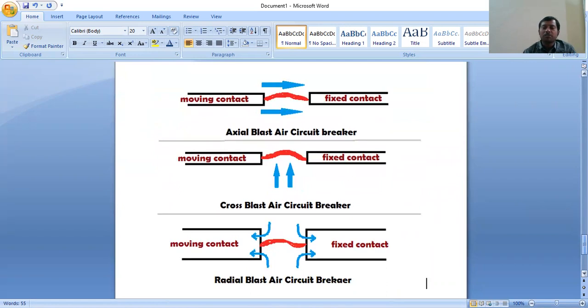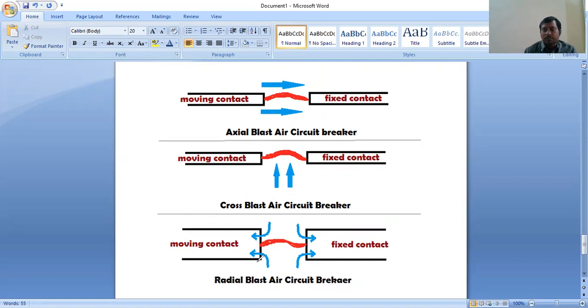So look at the comparison between those three. Let us discuss the comparison. Axial blast is nothing but this is the moving contact, and this is the fixed contact. Here the arc is struck, and the air will flow in this direction, towards the fixed contact.